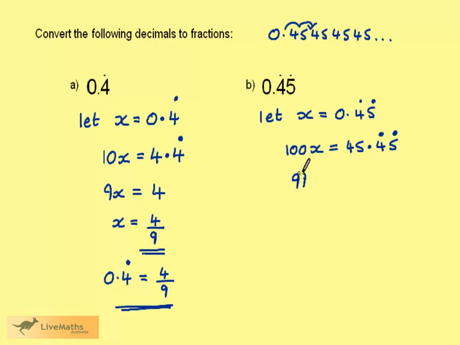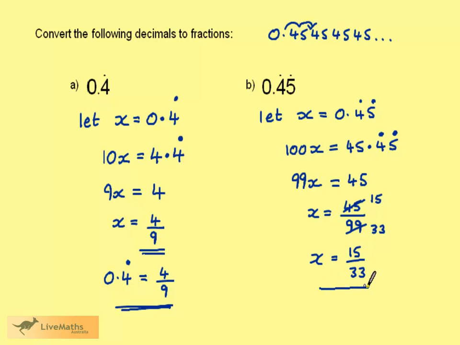Now consider 99x, which is 100x take away x. That's going to be this number take away this number, which means we'll lose the decimal expansion, just getting 45. So x is going to be 45 over 99, and there's some cancelling here. 3 goes into 45 15 times, and into 99 33 times. So x is 15 over 33.